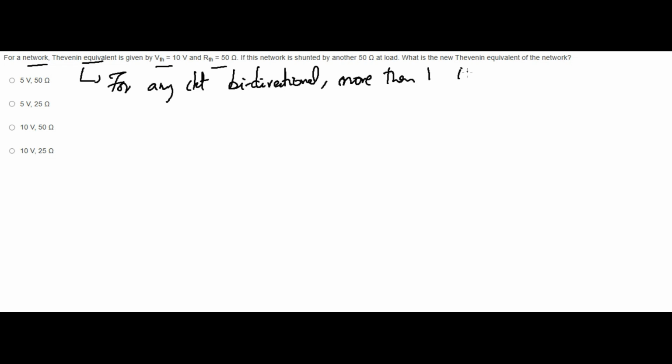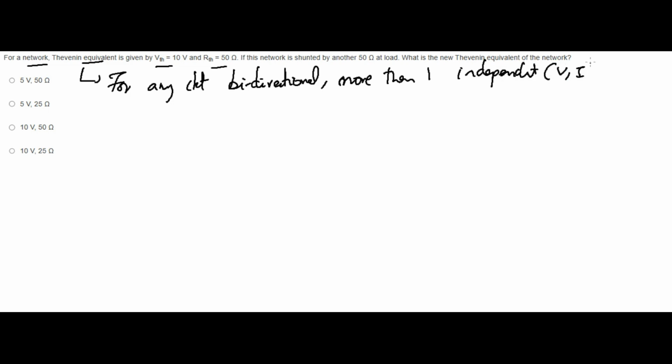The question for the network asks about the Thevenin equivalent, given by VTH and RTH. For the Thevenin equivalent, usually for any circuit, if it is bidirectional, and if you are finding it with more than one independent source.